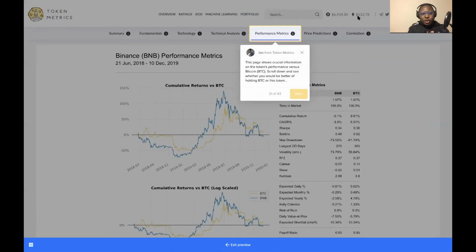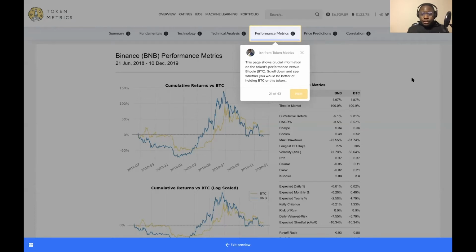This page shows crucial information on the token's performance versus Bitcoin. So the idea is, as an investor, if you're holding a particular cryptocurrency, you want to know, are you better off holding Bitcoin versus just that cryptocurrency? And this page tells you exactly that.